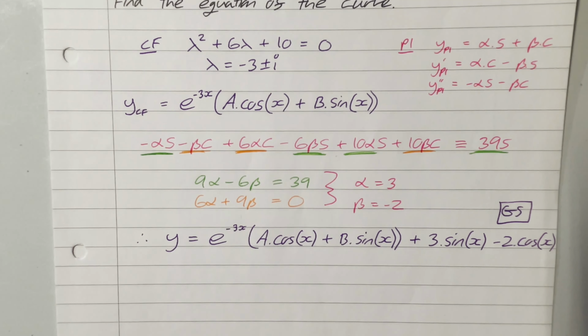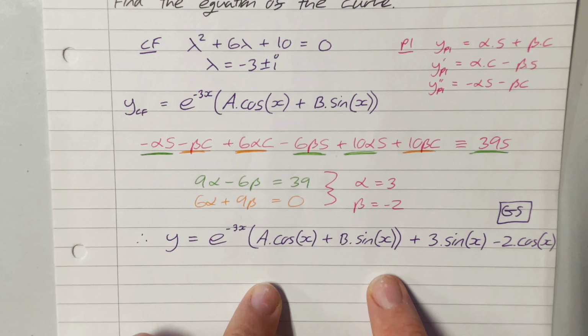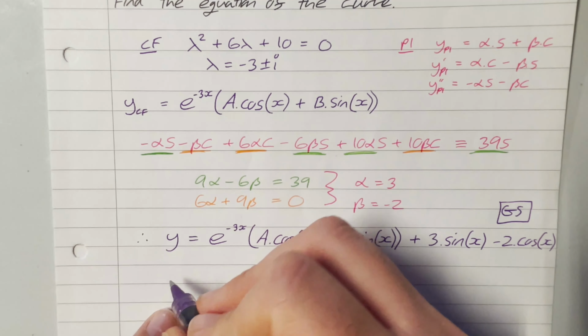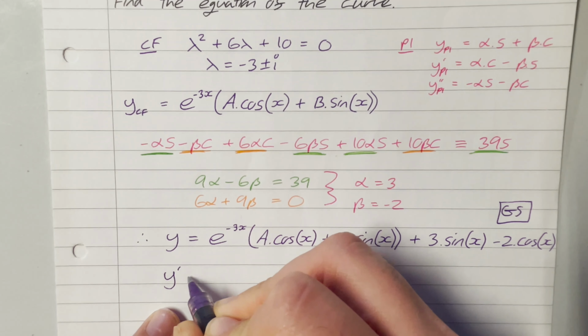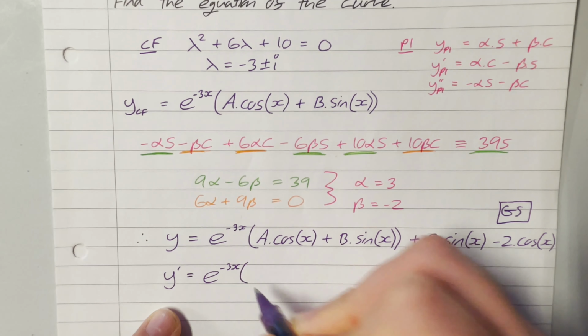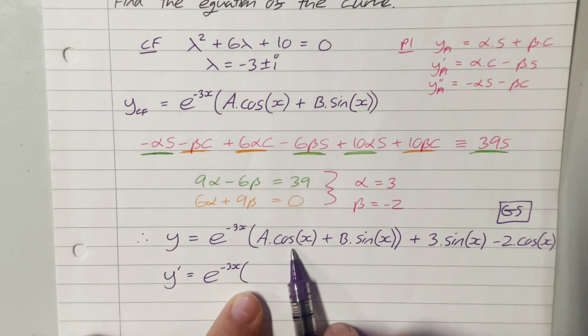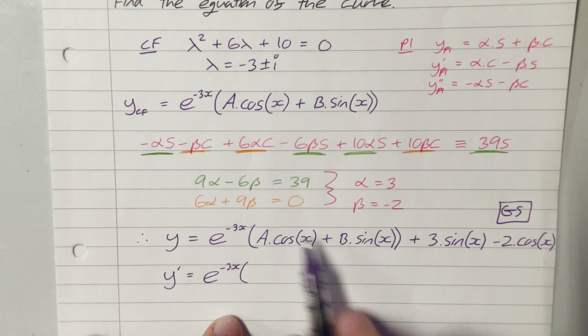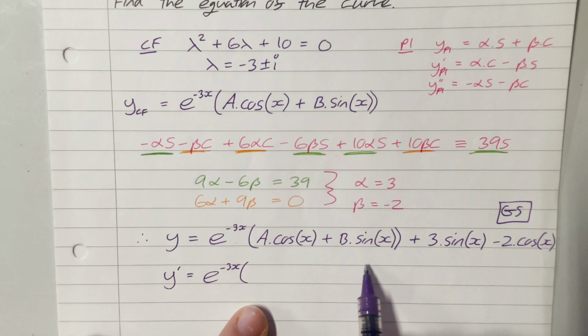All right, now I need the derivative because it passes through the origin with a gradient of negative 3. So let's differentiate that. So y primed is going to be, and a quick little product rule on this, the coefficient of cosine will be that times the differential of that, which is minus 3a, plus that times the differential of that, which is b.